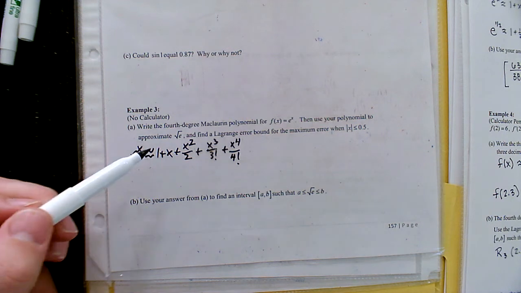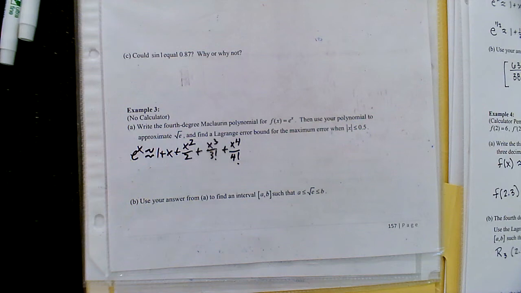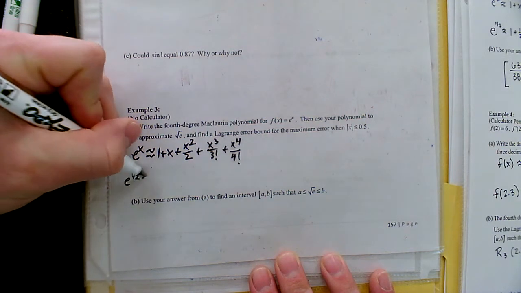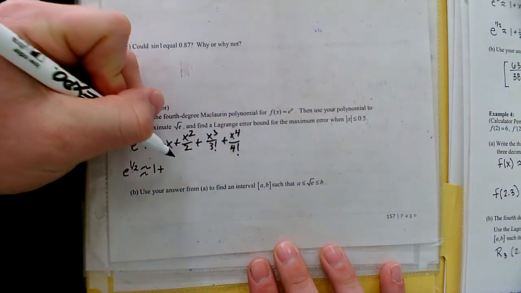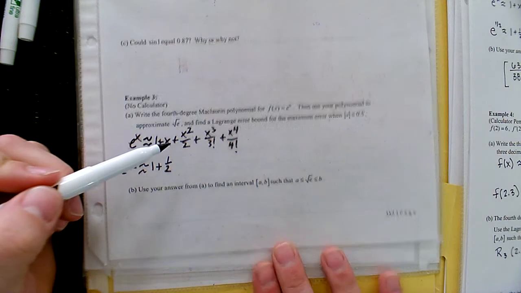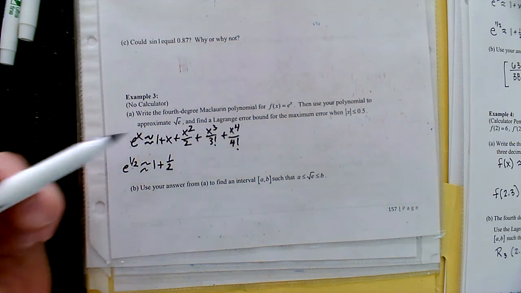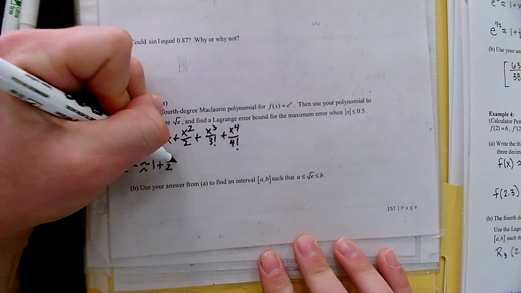All right, so now we want to approximate square root of e. So really, how can we use this to approximate square root of e? Yeah, 1/2, because the square root of e is actually e to the 1/2. So e to the 1/2 is approximately, using a fourth degree, 1 plus 1/2. And since it is non-calculator, you could just leave it as 1/2 squared over 2, but I think some of these numbers we can simplify out. So that would be 1 over 8.